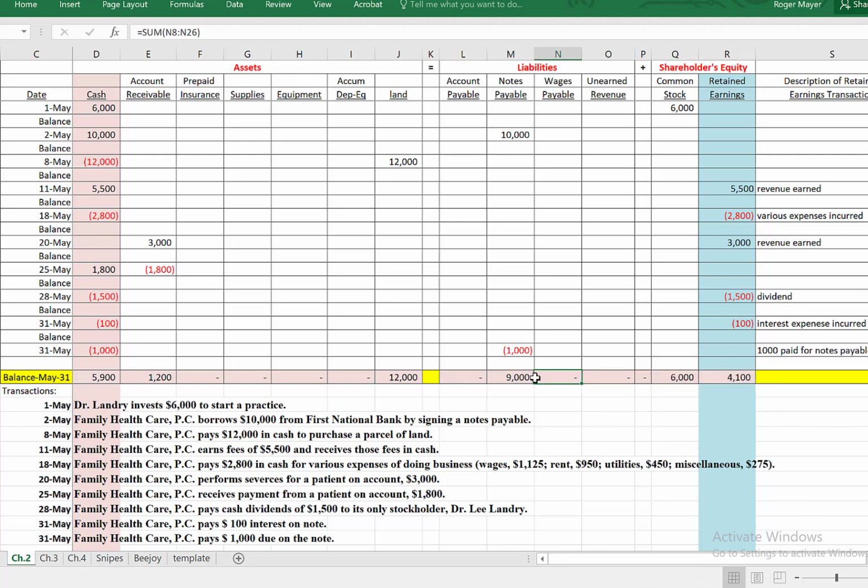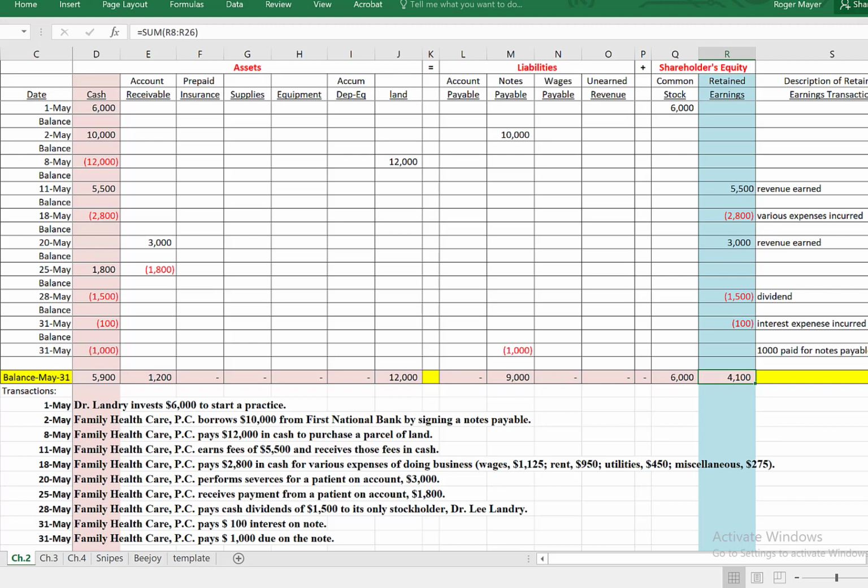Okay, so let's just make sure that we understand what's taking place. On the notes payable, we originally borrowed $10,000. We made a $1,000 payment, so we now only owe $9,000. Dr. Landry contributed $6,000 in common stock. We see $6,000 balance in common stock. Retained earnings. Again, keep in mind that this is not a continuing operation. This is the first month of operation.